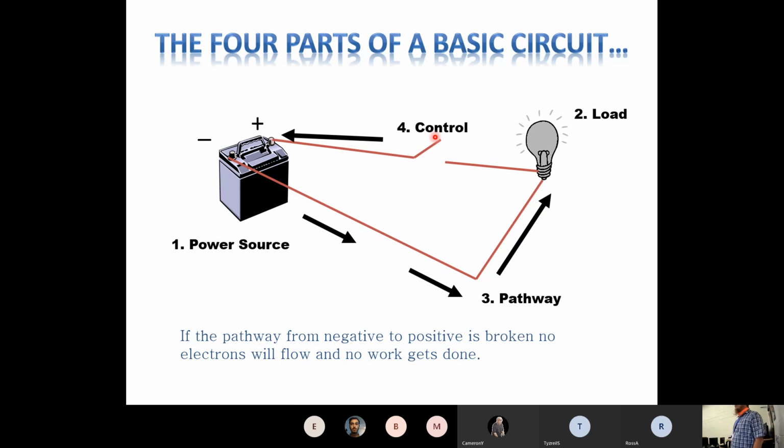But if the pathway is broken from negative to positive, if there's a break somewhere, then electrons cannot flow and no work gets done. Basically what they're saying. If you have a break in the circuit, nothing works. Nothing goes through. And so the control right there can be a switch, or it can be a resistor, or pretty much anything that would control how many electrons are actually getting through.